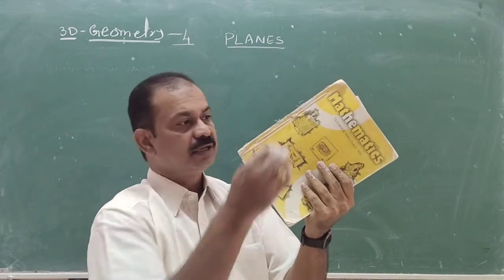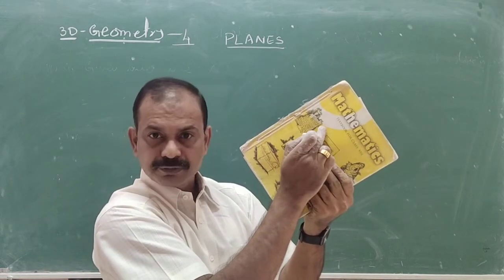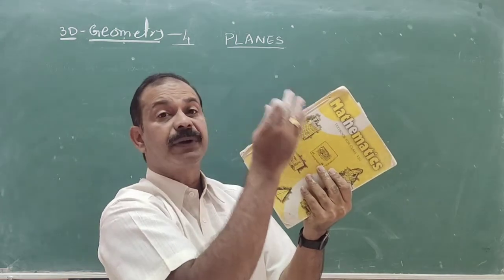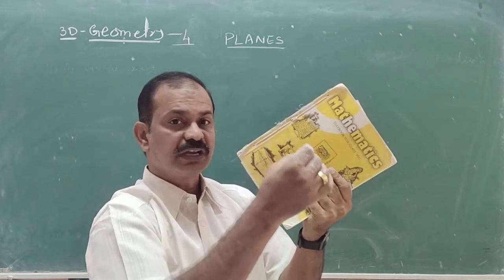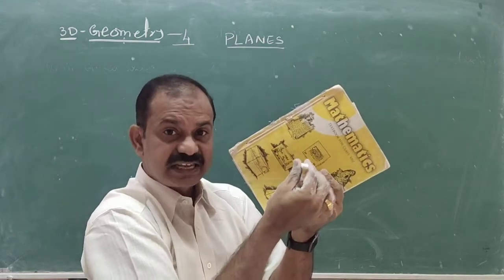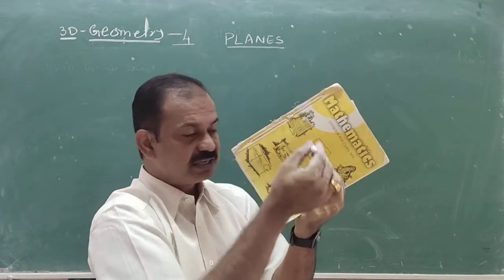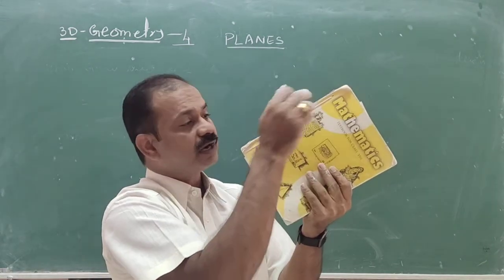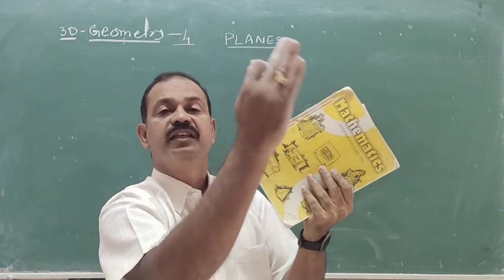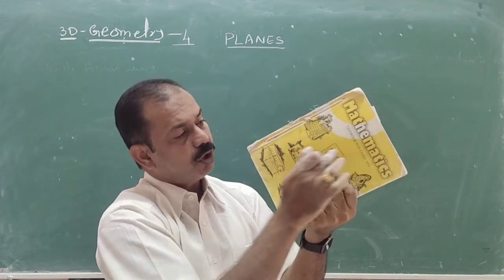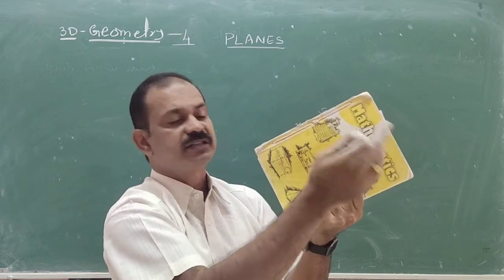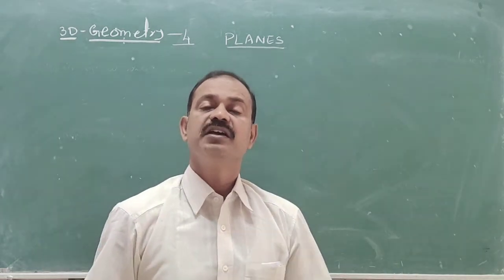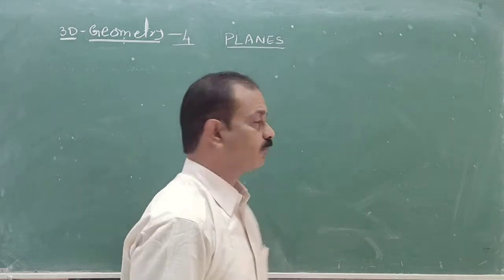The second case is if this plane is passing through any one point, and the perpendicular vector is given. In the first case, the perpendicular distance is given; now we are giving the perpendicular vector as well as the point. And the third case is 3 non-collinear points, meaning not lying on the same line. Then how do you find the equation of a plane? Let me see one by one.